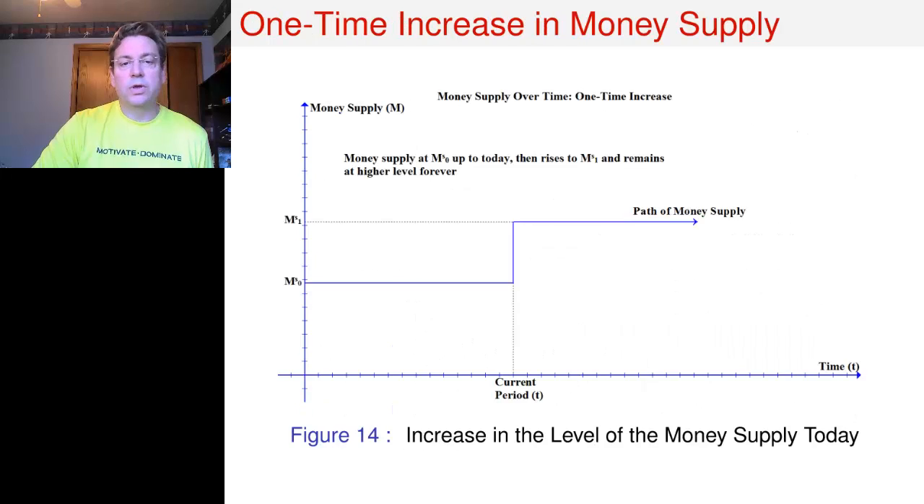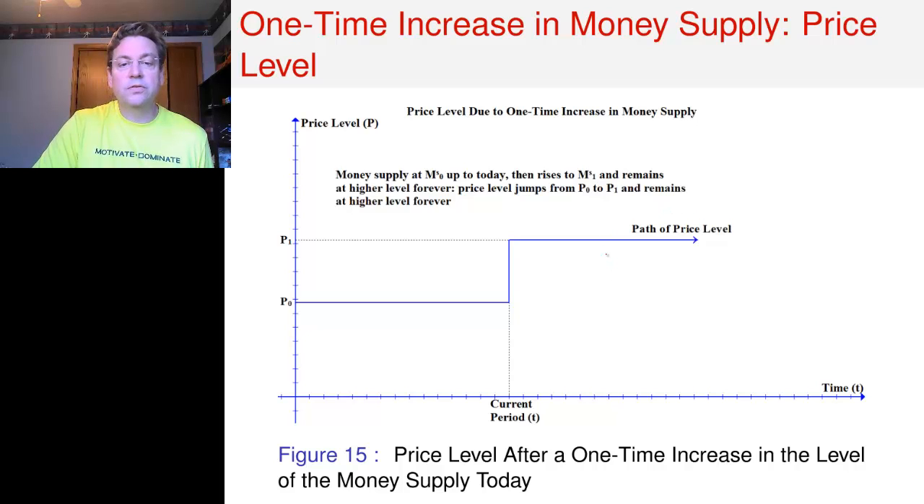So to start with, we can imagine an economy where the money supply has been constant at MS0, and then in period T, the money supply increases to this new level, MS1, and then it just stays at that new level forever. So this would be a one-time increase in the level of the money supply. Well, that is going to translate into the price level being constant up until time T, then the price level jumping at the same time that the money supply jumps, and then it stays at that new higher level forever.